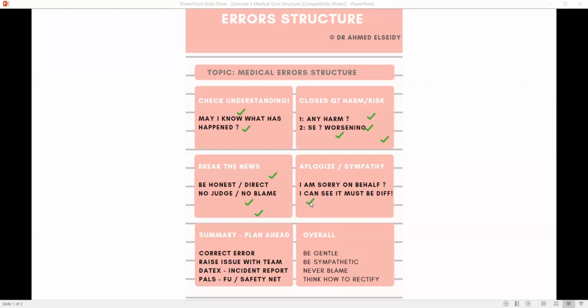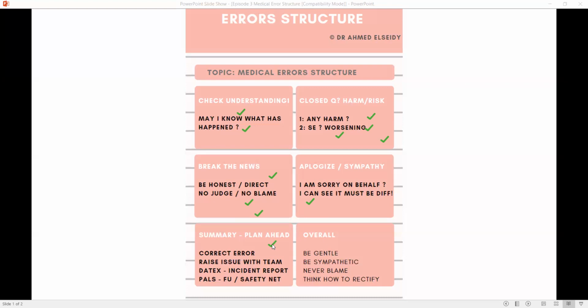So, "I'm very sorry you had to go through that." That will be very nice to say. Okay, and give sympathy and empathy as well. "I can see it must be difficult. Anyone in your situation would feel the same." So apologize and give sympathy and empathy. Then you complete your error structure by managing, summarizing, or planning ahead. Think how you can fix that error.